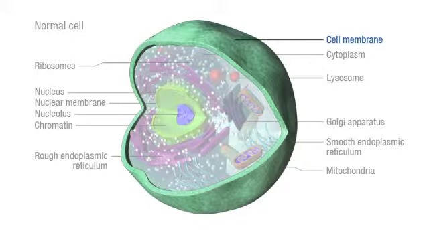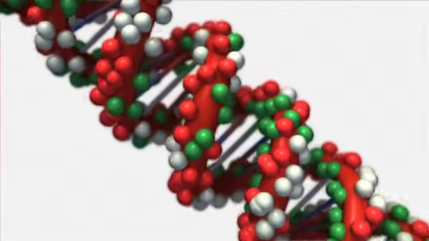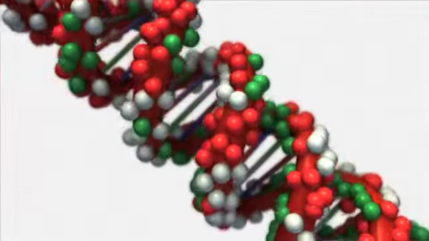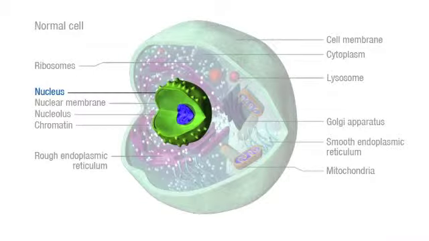The most important component of a cell is the nucleus. The nucleus contains deoxyribose nucleic acid, or DNA, the body's genetic material. DNA contains all the information the cell, and hence the body, needs to function. The nucleus is separated from the cytoplasm by the nuclear membrane. DNA controls the cell's ability to replicate and repair.